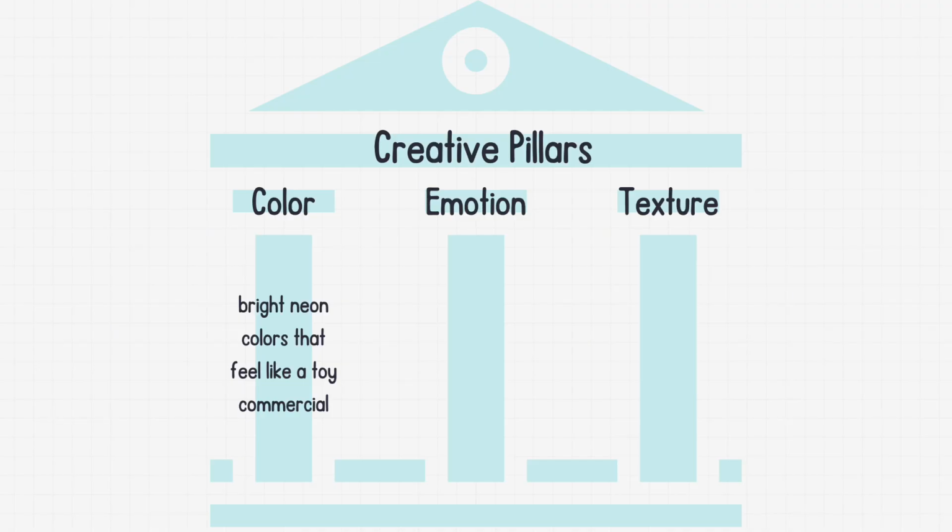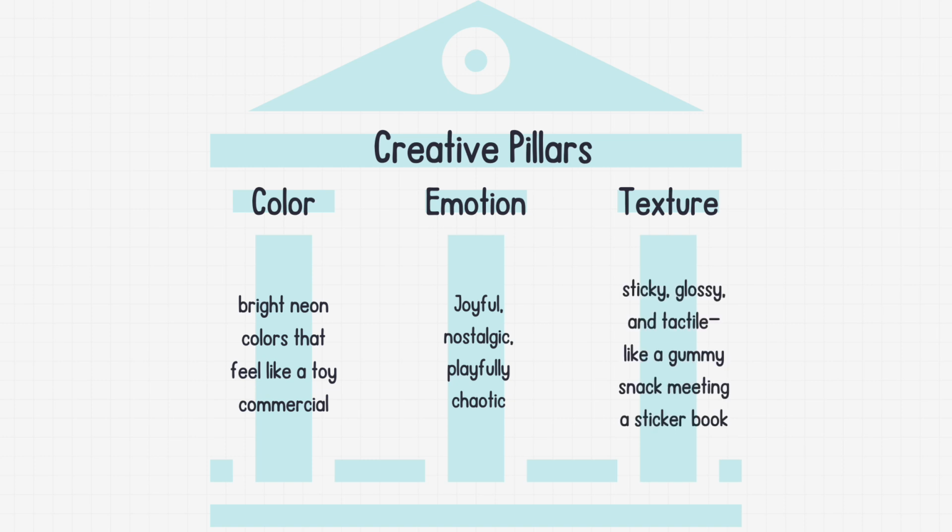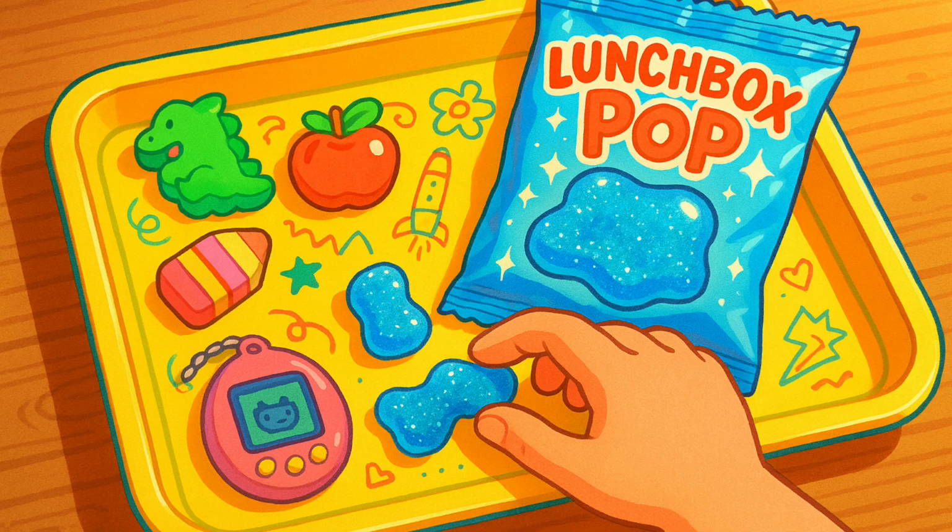Without defining these, your pictures will feel scattered, like a mood board with no message. For the 90s snack brand example, for color, you might choose hot pinks, slime green. For emotion, you might think of joyful, chaotic, carefree. And for texture, sticky, glossy, tactile. When you use these pillars to guide every picture you make, they'll all seem cohesive and intentional.